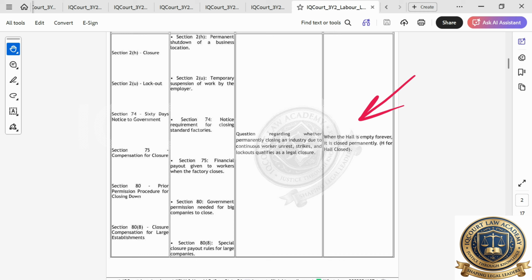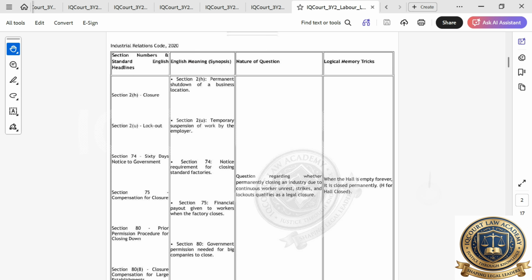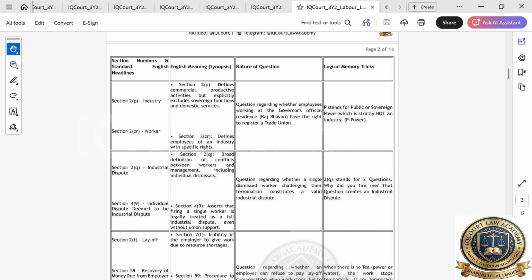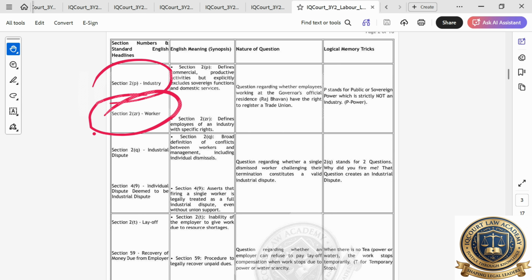This is the way we explained everything with the section. What is the definition? Everything we have explained in a summarized manner for each. See, we have sorted the questions as per the codes. Industry, worker, and so on. This is the question you will get. This is the section you have to write. This is the definition you have to write.